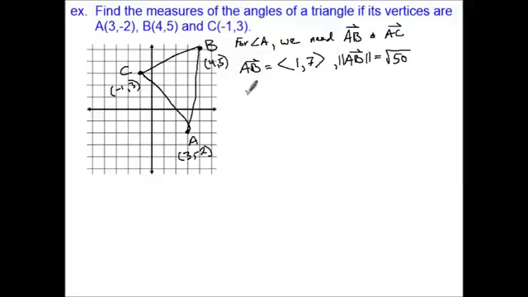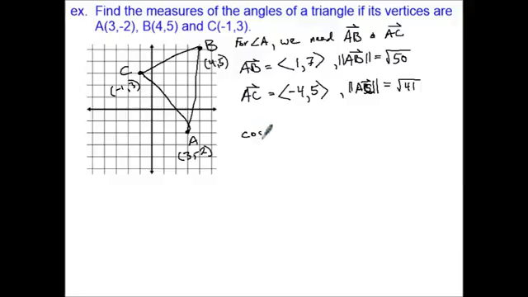Okay, that being said, we also need AC. Okay, and from A to C in the x's, I go from 3 to negative 1, so that's basically backing up 4. And then from negative 2 to 3, that's going up 5. Okay, since that's AC, again, 16 plus 25 is 41. Alright, again, that one wouldn't simplify no matter what you wanted to do. Alright, so anyway, there's all the information we need.